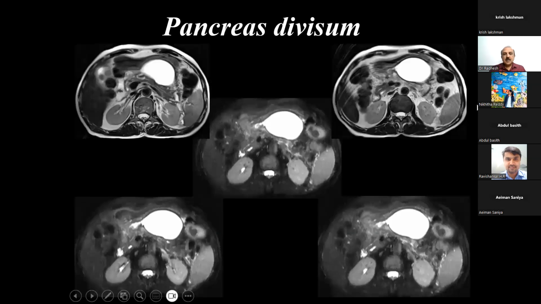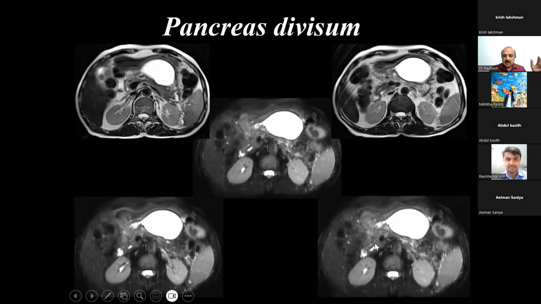Pancreas divisum. So how do we identify pancreas divisum? If you look at the main pancreatic duct, when we do an MRCP, we look at the main pancreatic duct, and see, this is the main pancreatic duct here, which is going anterior to the common bile duct. This is the common bile duct, this is the region of the ampulla, and you see the pancreatic duct anterior to the common bile duct. So now we know we are dealing with pancreas divisum.